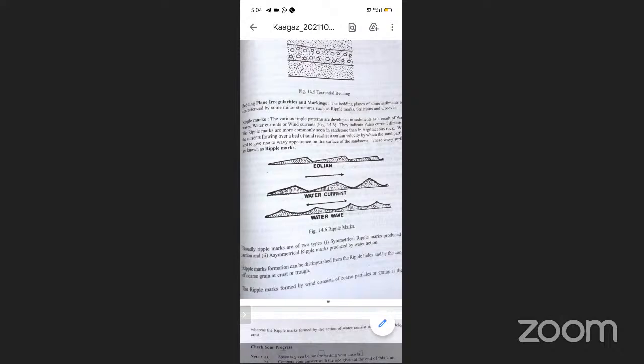Bedding planes sometimes we can identify by irregularities and markings. The bedding planes of some sediments are characterized by some minor structures such as ripple marks, striations, and grooves. Ripple marks.